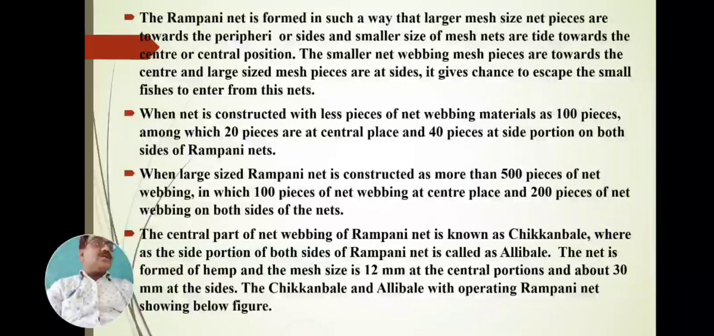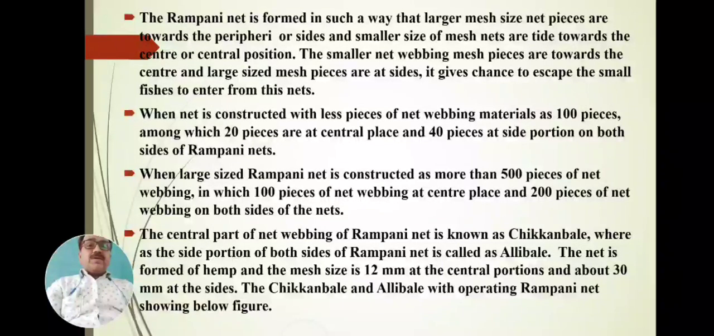When a large size rampani net is to be constructed with more than 500 pieces, the rectangular net webbing pieces are tied together in such a way that 100 pieces are at the center, and the remaining 200 from one side and 200 from another side. At the center 100 pieces are tied together, and to the sides 200 pieces are tied on both sides. It makes about 500 pieces. Such net construction is done by fishermen to create the Rampani net.